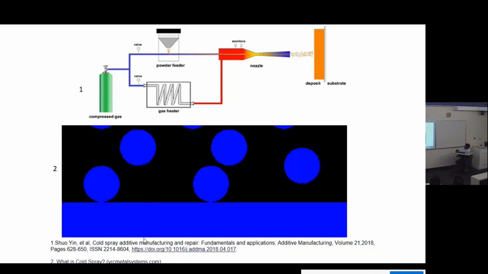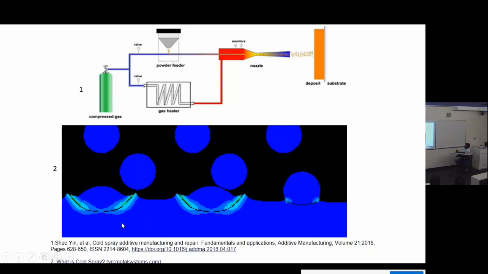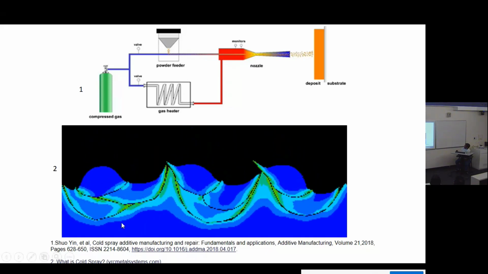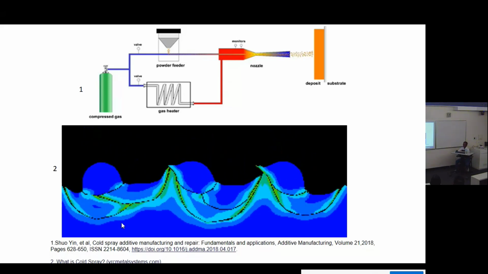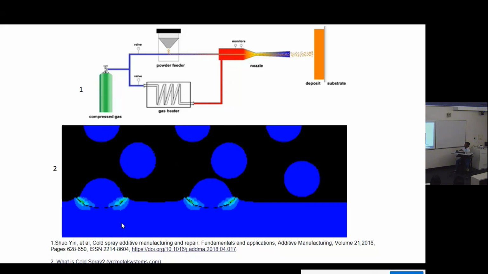I'm hoping this will work. So you can see that the deformation that happens actually removes the oxide layer, and then it forms a bond.